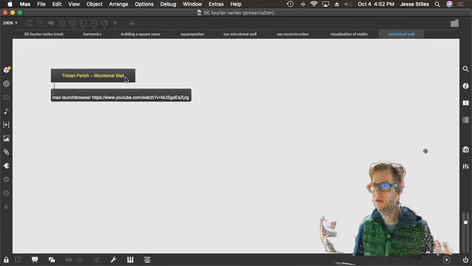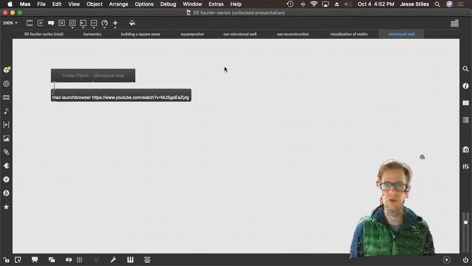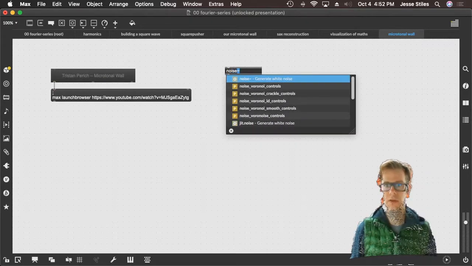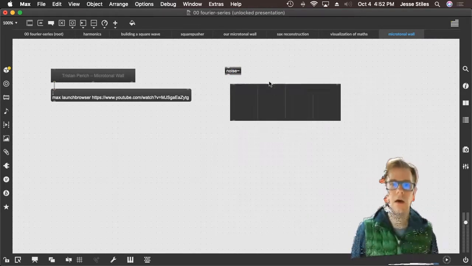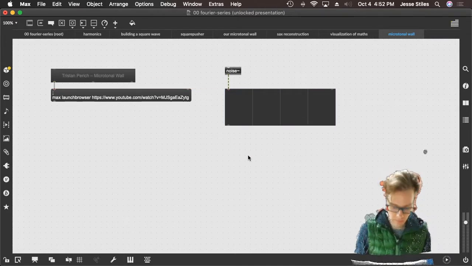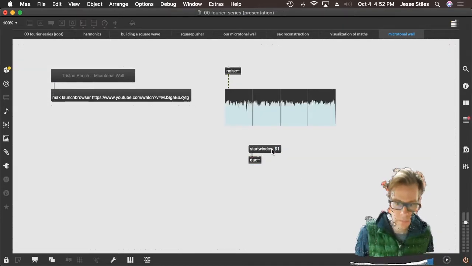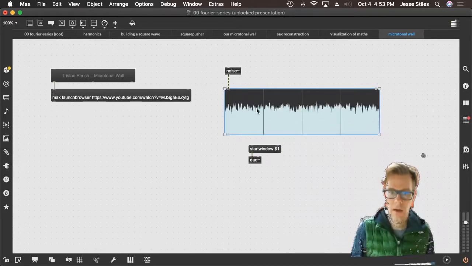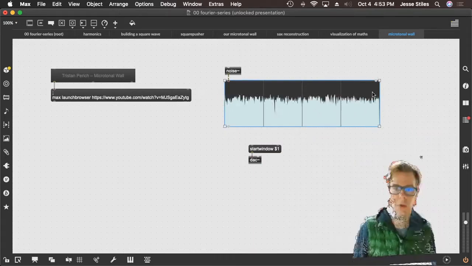So noise is a completely random signal. Let's just look at noise in the frequency domain. So here, noise tilde is our random signal generator, and here's a spectroscope. And let's just turn on audio in this window. So you can see that noise has equal energy everywhere in the frequency domain.